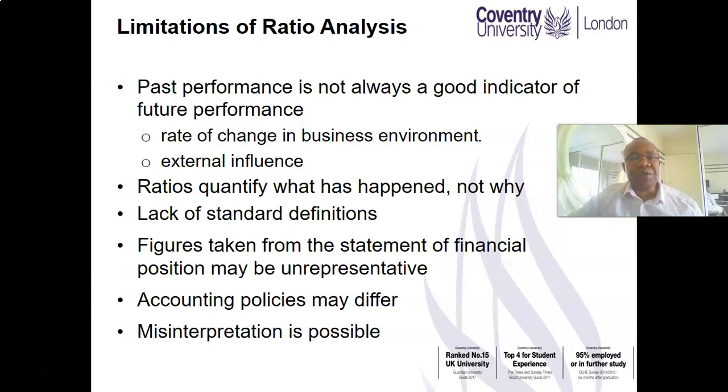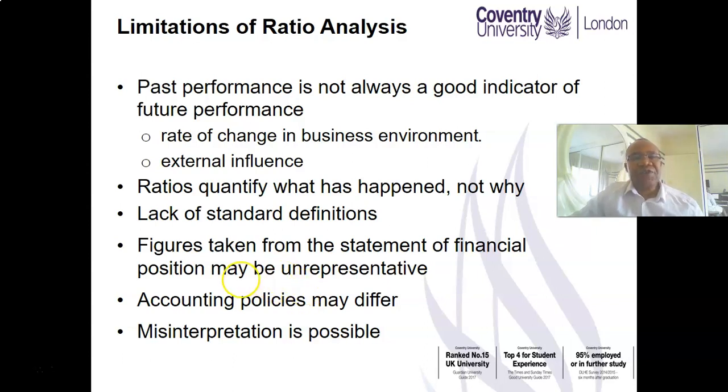And there may also be some other external influences that may impact the performance and position of a company. Ratios quantify what has happened. They tell us that the profit has fallen or risen, but do not tell us why. This is why further investigations will be required.